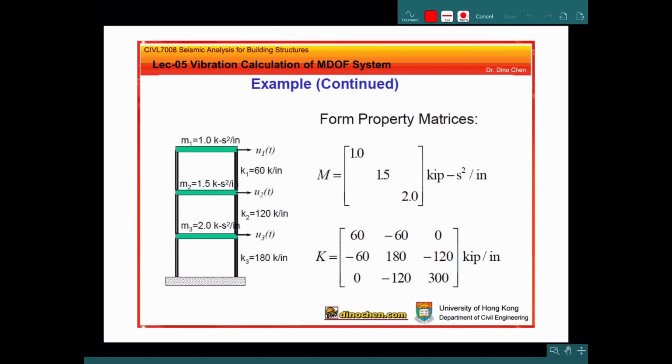So next the value is the mass for each floor: 1 ton, 1.5 ton, and 2 ton. And this is the stiffness, so if the unit is ton, the stiffness should be kN per meter. And this is the stiffness matrix. You can use the K1, K2, K3 to extract this matrix.